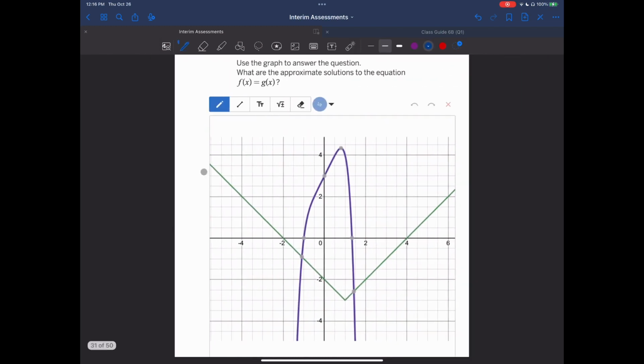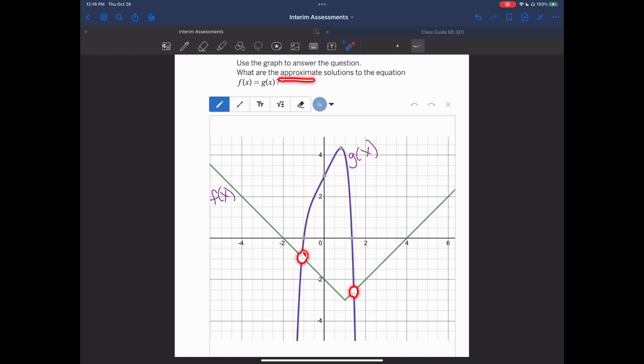Let's look at another one. They could give it to you like this. So I made up two random crazy looking graphs. I said, use the graph to answer the question. What are the approximate solutions to the equation f of x equals g of x? And they would probably have them labeled as like, this is f of x and this one's g of x. All right, but you're looking at where they equal each other, which means we're looking for where they intersect. And in this case, it would be two of them.